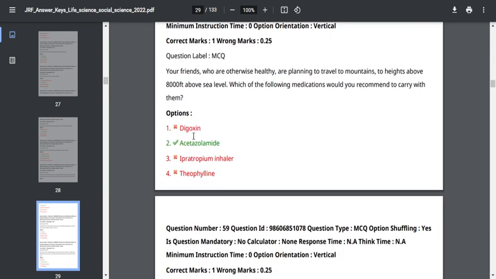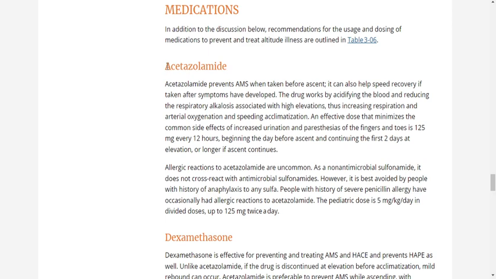Okay, next: your friend, who is otherwise healthy, is planning to travel to a mountain at a height above 8,000 feet above sea level. Which of the following medications would you recommend he carry? Ultimately, the correct medication is acetazolamide. So if you refer to the CDC website, you can see acetazolamide is generally taken by a person who is going to a mountain region. As for the mechanism, the drug works by acidifying the blood. At the same time, it reduces respiratory alkalosis. Okay, so this is how the drug is generally used.